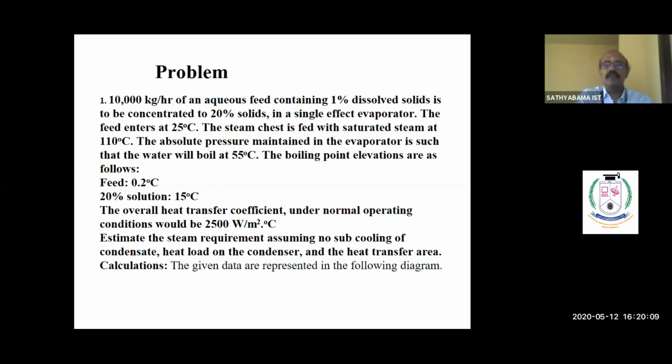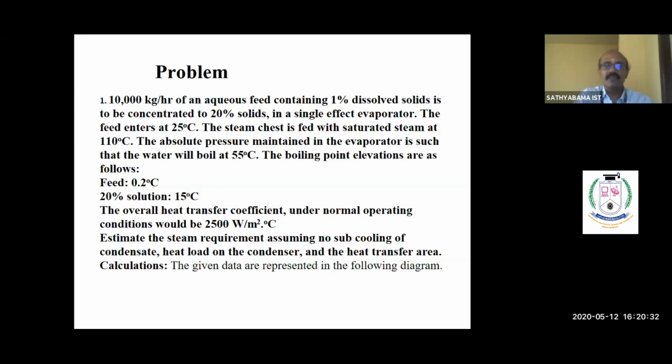Estimate the steam requirement assuming no subcooling of condensate, heat load on a condenser, and the heat transfer area. So this is the question. See here, 10,000 kg/h is the feed, and it contains 1% dissolved solids, and it is to be concentrated to about 20% solids in the final product in a single effect evaporator.